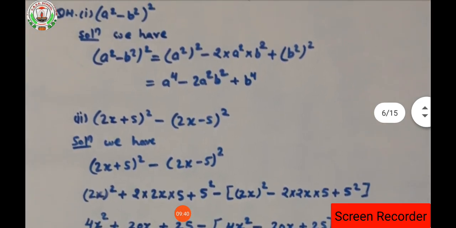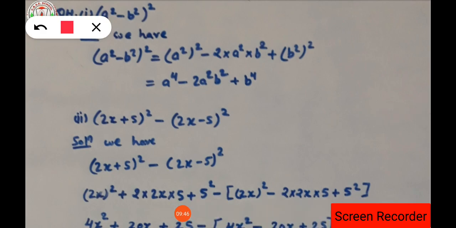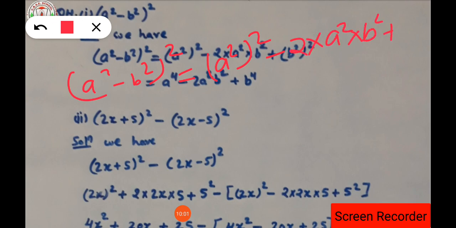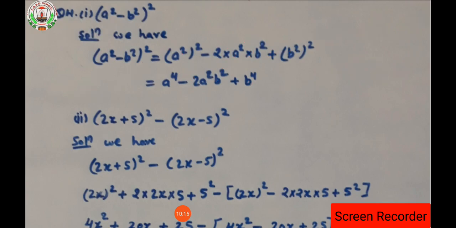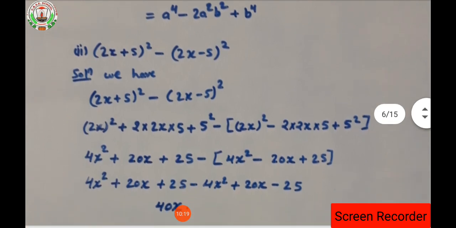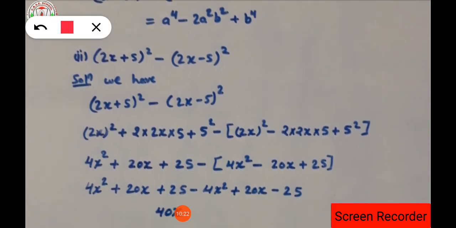Then what does question number 4 say? In question number 4 it is said that we have to simplify, isn't it? We have to simplify according to the question. So (a square minus b square) the whole square is there. It can be expanded as (a square) the whole square minus 2 into a square into b square plus b square, that means (b square) the whole square will come, isn't it? So the answer will be a to the power 4 minus 2a square b square plus b to the power 4. In the same way, the second part is very simple. You have to use the formula twice.